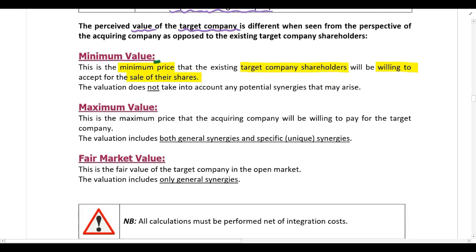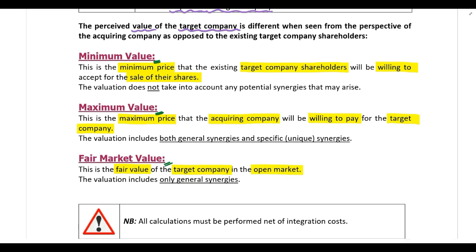On the other hand, the maximum value. When we calculate a maximum value, we are looking at this from the perspective of the acquiring company, and it is the maximum price that the acquiring company will be willing to pay for the target company. Then lastly, we also have the fair market value. The fair market value is not seen from the perspective of either the acquiring company or the target company. Instead, it is the fair value of the target company in the open market.